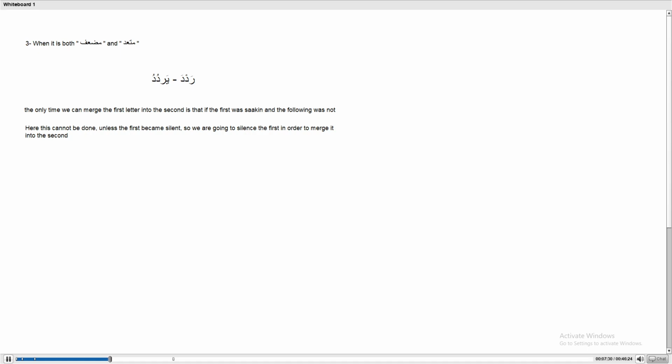The difficulty is gone. Why? Because there are no longer two moving identical letters in a row. Radda, radda. Nice and light. Wadih? It's as if you're pronouncing one dal, but you're stressing on it.